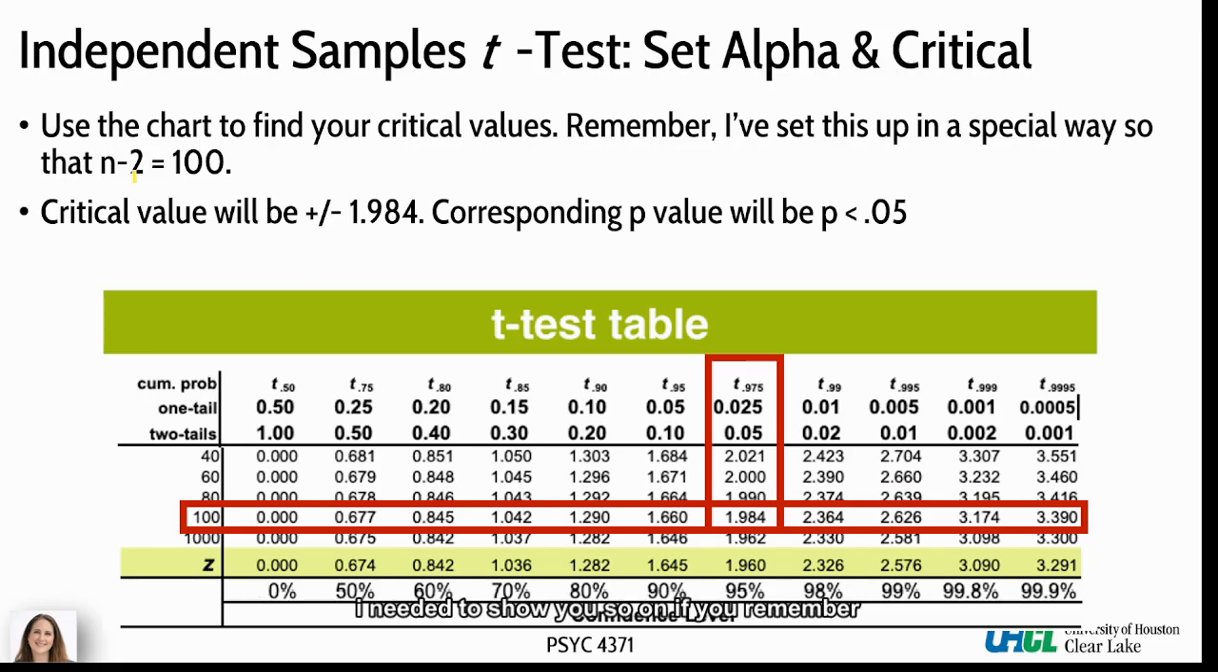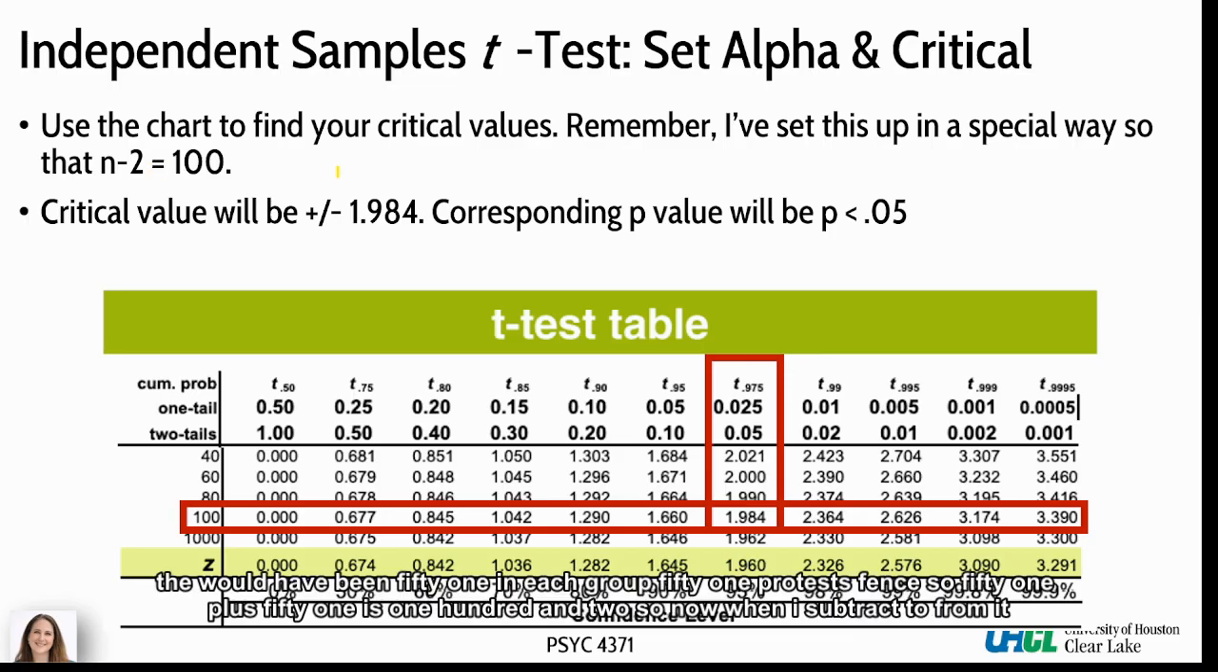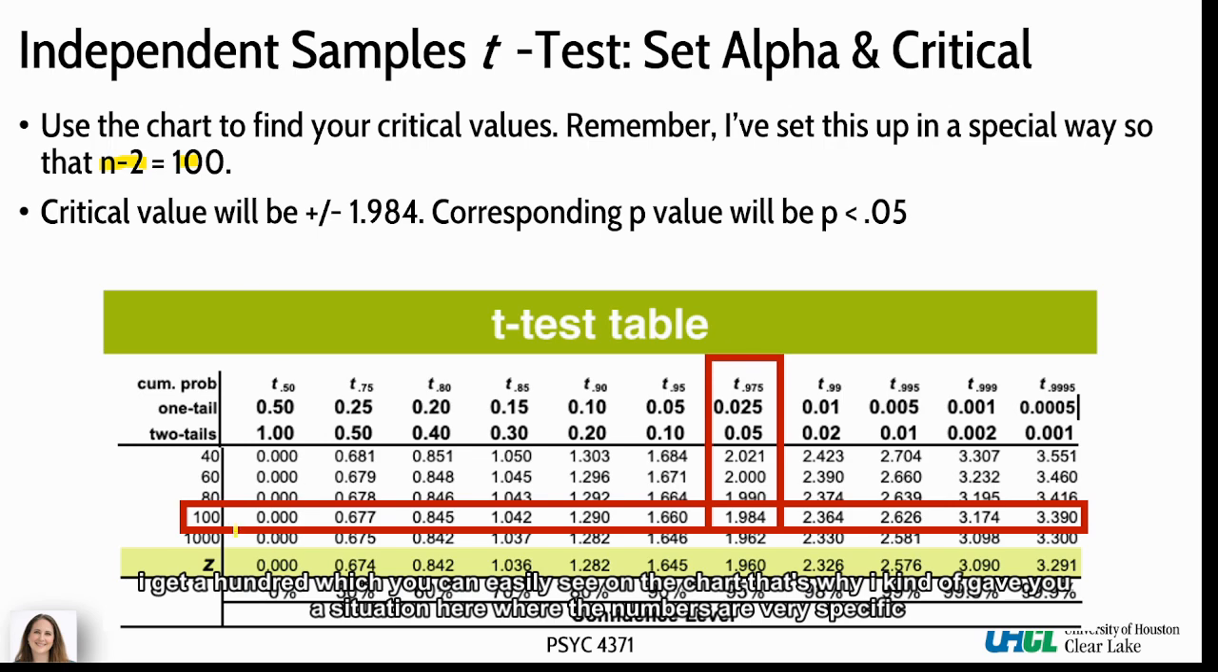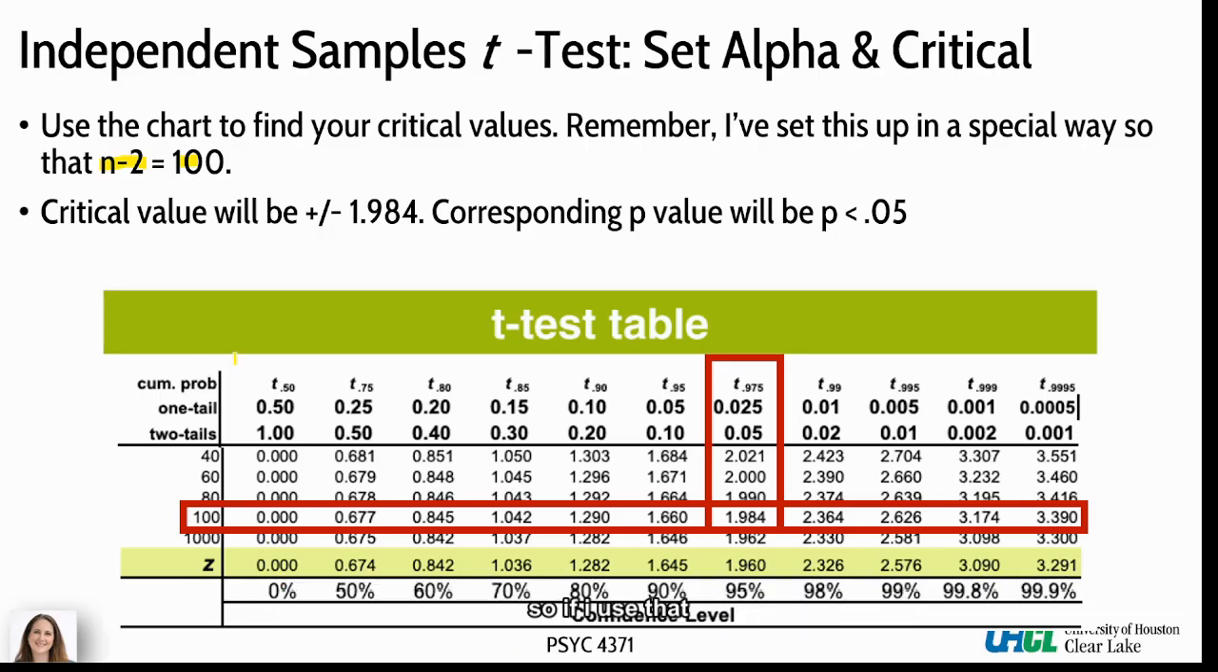So if you remember, I said that the degrees of freedom is n minus 2. So in this particular situation, n would have been 51 in each group, 51 participants. So 51 plus 51 is 102. So now when I subtract 2 from it, I get 100, which you could easily see on the chart. That's why I kind of gave you a situation here where the numbers are very specific.